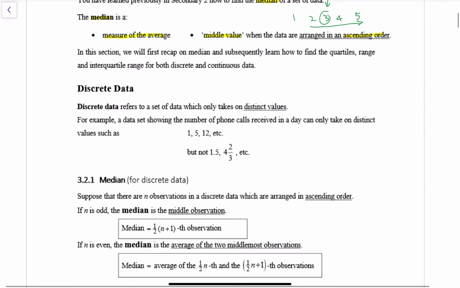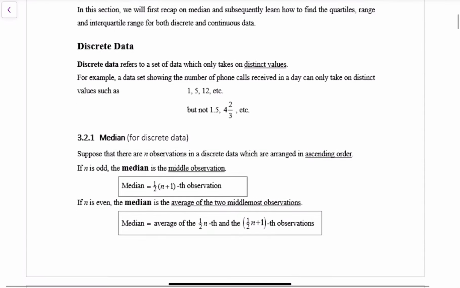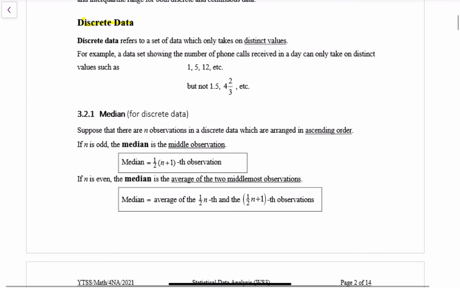In this part, we'll recap on the median first, then after that we'll learn what is quartile and so on and so forth. Okay, so there are two types of data that we'll be learning. The first type is discrete data, and the second one is continuous data. Okay, what is discrete data? Discrete data refers to a set of data which only takes on distinct values.